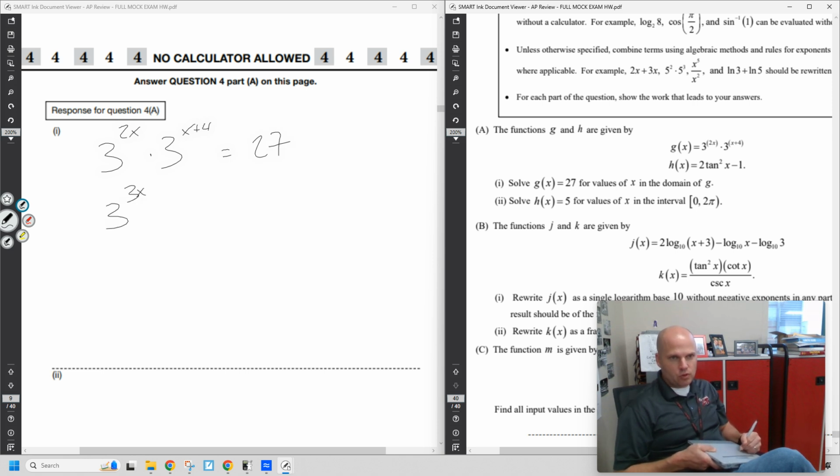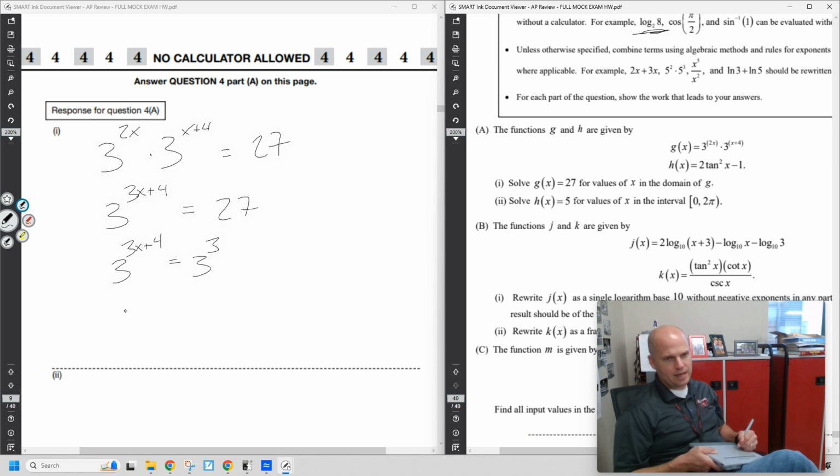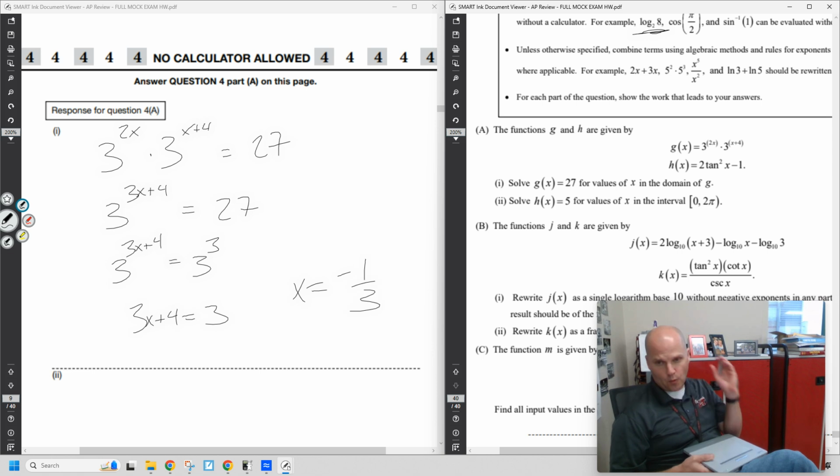Use exponent rules. When you're multiplying, you add the exponents. You can take the log base 3 of both sides. However, you need to know that the log base 3 of 27 is 3. Or you could rewrite things in terms of a 3 to a power, 3 cubed. Now we can equate our exponents. Subtract 4, divide by 3.